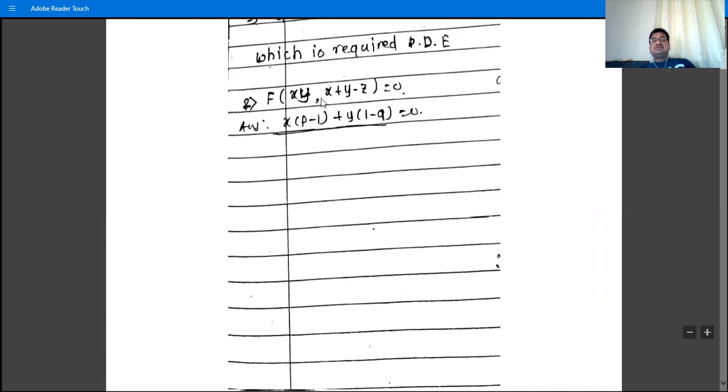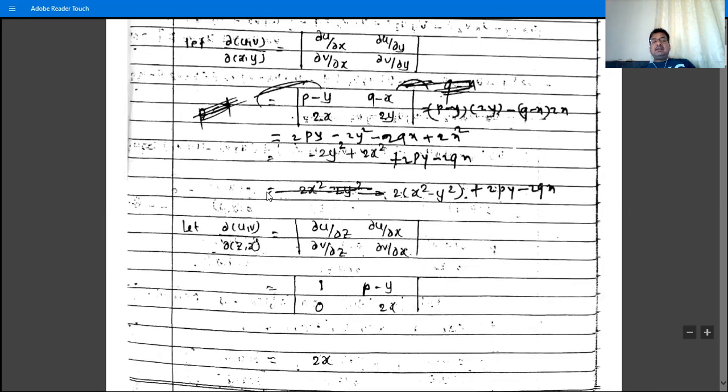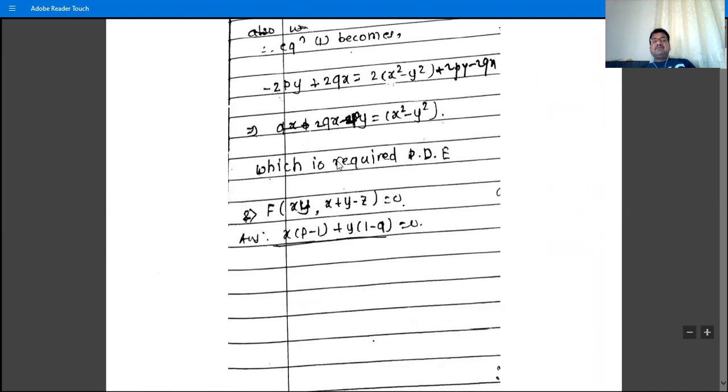minus z is equal to 0. So same procedure: denote x into y as u and x plus y minus z as v, and write this equation that p ∂(u,v)/∂(y,z) plus q ∂(u,v)/∂(z,x) is equal to ∂(u,v)/∂(x,y), and find all these three Jacobians, substitute the values, and we get this answer: x in bracket p minus 1 plus y in bracket 1 minus q is equal to 0 is the corresponding required partial differential equation. That is, this is the solution of this partial differential equation.